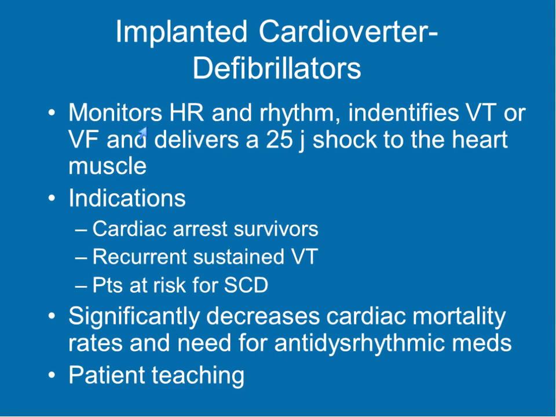So what an ICD does is it monitors heart rate and rhythm. It will identify VTach or VFib, and it will deliver a shock to the heart muscle. Now, it's only 25 joules because the wires are right on the heart. It doesn't have to get through the impedance of the chest wall.